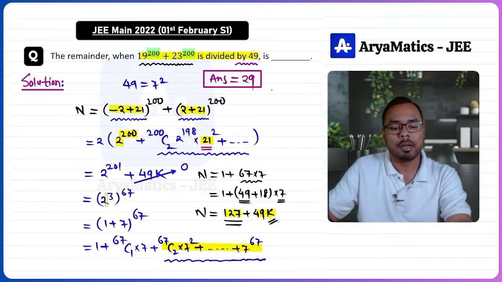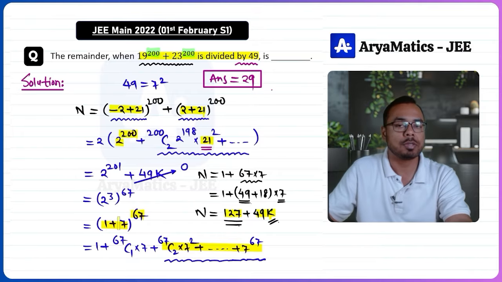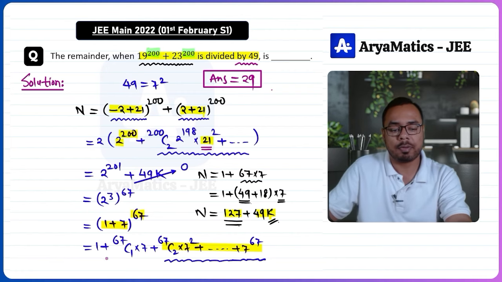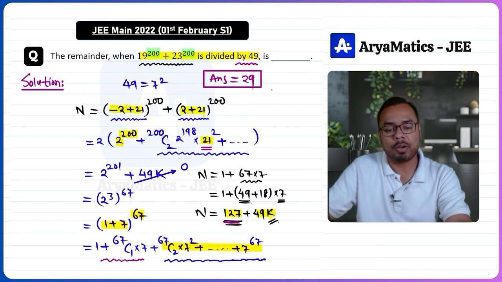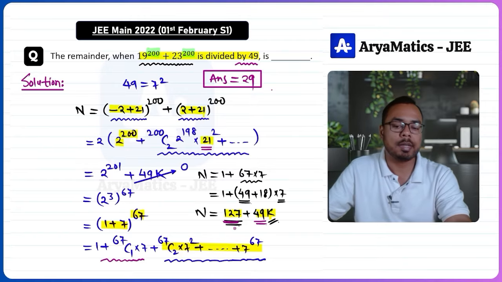Now again, this 2 raised to 201, you can write as 1 plus 7 raised to 67. Expand it using binomial, and now the first two terms are not multiples of 49. All other terms are multiples of 49. So finally we got 127 plus a multiple of 49. When you divide 127 by 49, the remainder will be 29. And that is the correct answer for this problem.